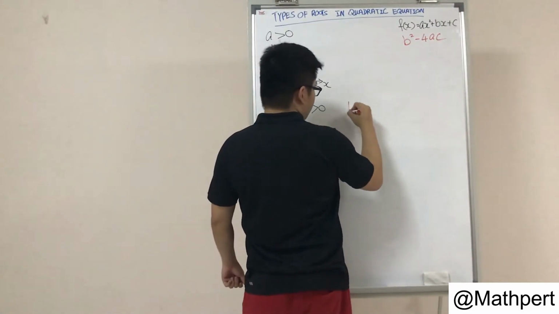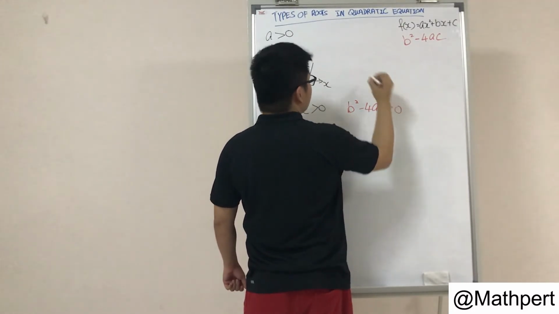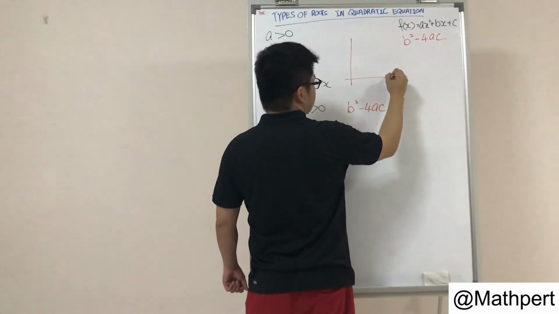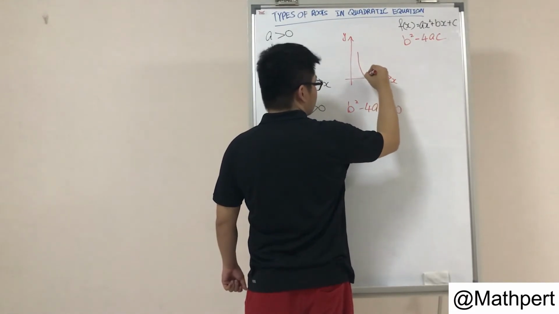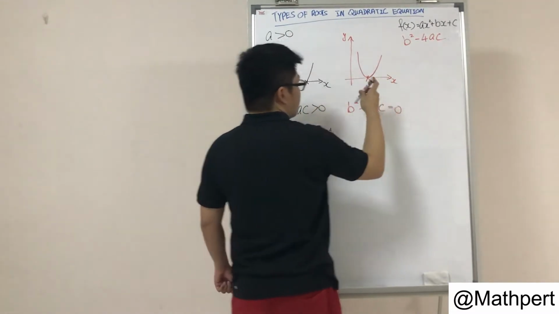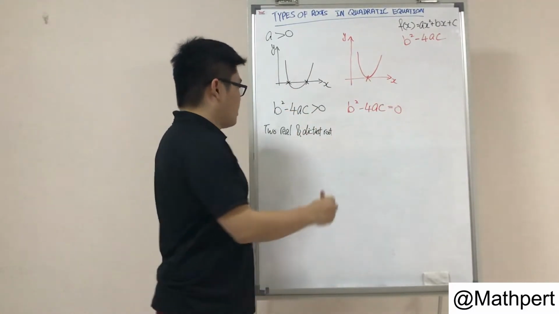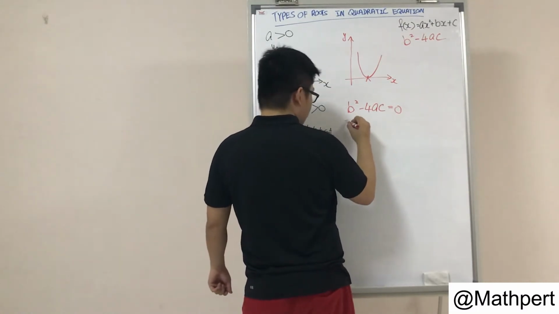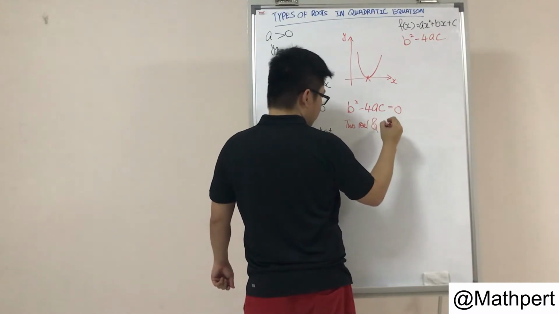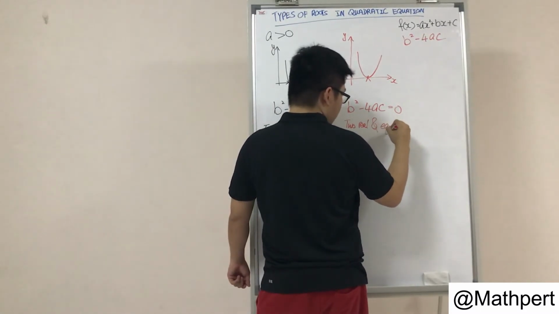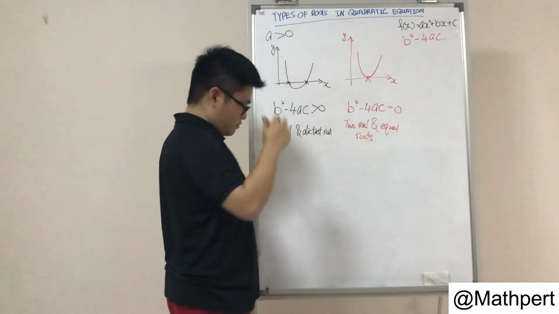And when b squared minus 4ac is equal to 0, the graph will be like this: y-axis, x-axis. The curve only intersects the x-axis at 1 point, and this is they have 2 real and equal roots.